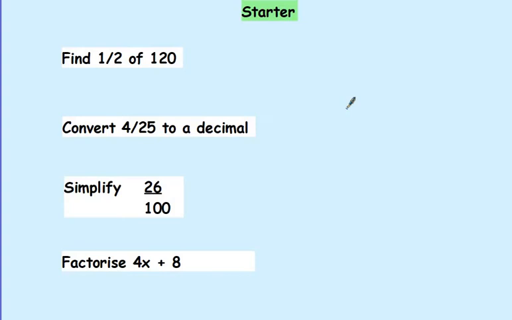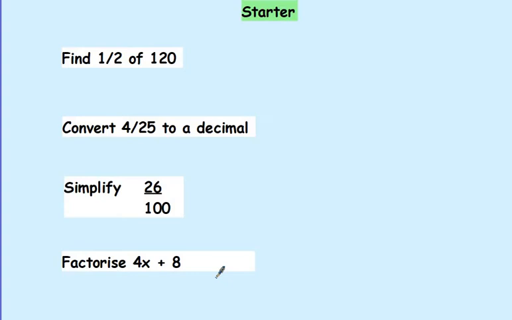Let's start off with a quick starter, shall we? Can you find a half of 120? Can you convert 4 over 25 to a decimal? Can you simplify 26 over 100 and factorise 4x plus 8? Pause the video for a couple of minutes and have a go at those questions in your light blue books, please.